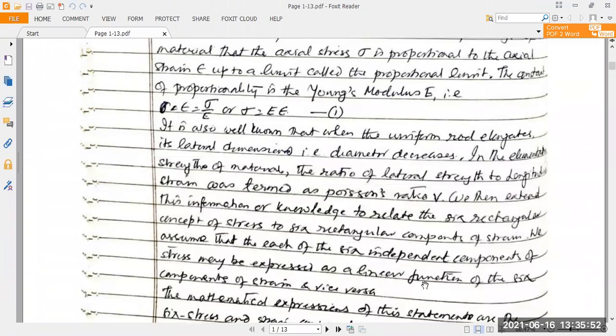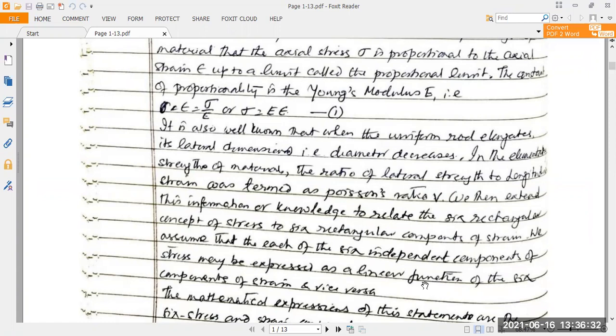Next, there is another phenomenon we can very much remember: the change in lateral dimensions. When the uniform block elongates, the lateral dimension or lateral diameter decreases. When the length in the longitudinal direction increases, the diameter on the lateral side decreases. And as taught in elementary strength of materials, the ratio of lateral strain to longitudinal strain is a constant, a fixed ratio. It is also established practically, and it is defined as Poisson's ratio.